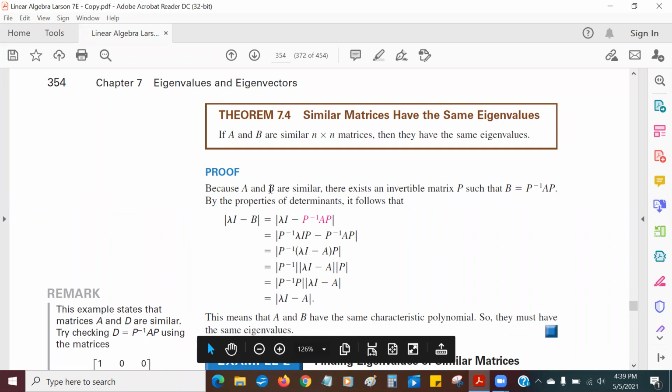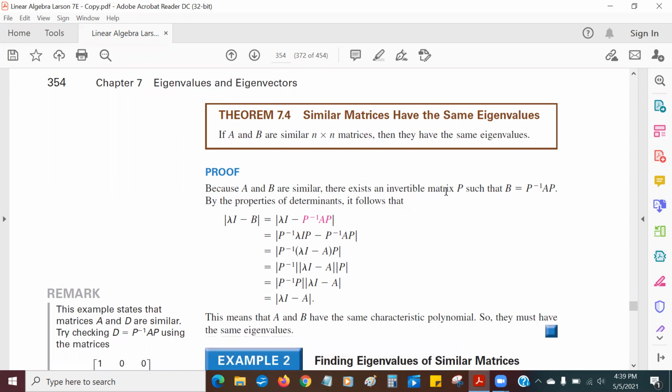So if A and B are similar, that means you could find the matrix P where B is equal to P inverse times A times P. And we want to look at the determinant of lambda I minus B, which, as you know, is something that's relevant to eigenvectors and eigenvalues and all kind of eigen stuff. And let's do some math magic. So first of all, since B is equal to P inverse AP, we're going to substitute P inverse AP for B. So that's our first step.